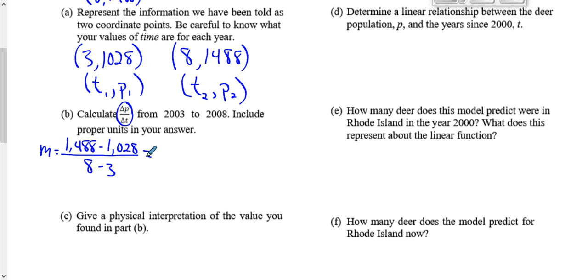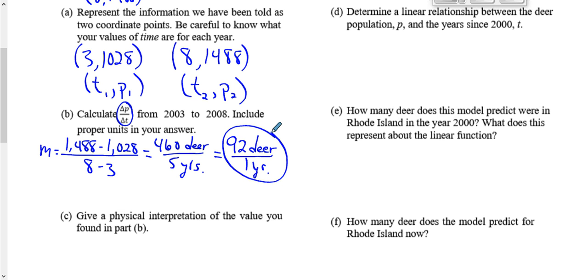So you get 460 over 5 years. I want to put the units. Let's get this as a per year thing. So what would it be? 92 deer per year, or 92 deer per 1 year. All right, so that's the rate of change. That's the M, slope M, the rate of change.